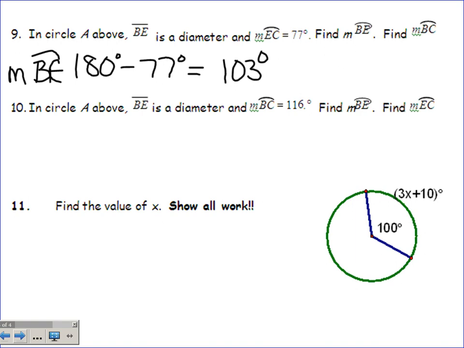What in the world? Read it. There's two things. BE is one measure and BC is the other. So look at this again.